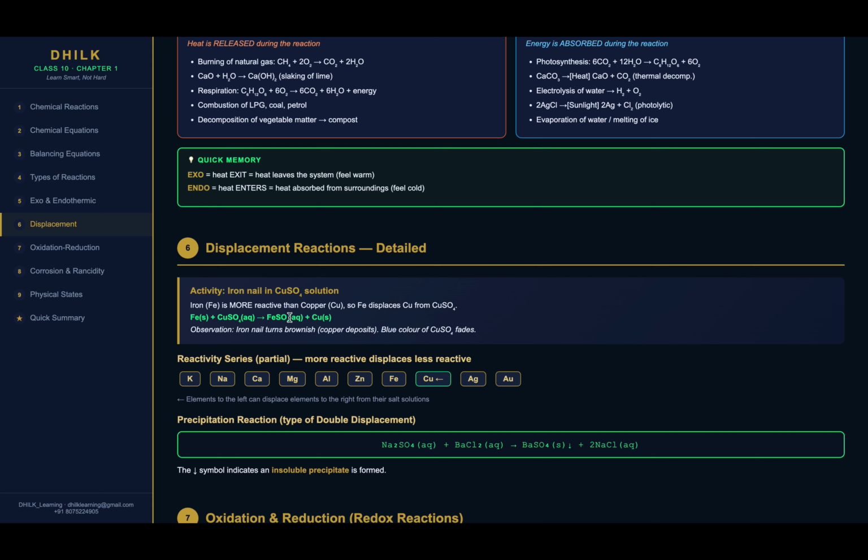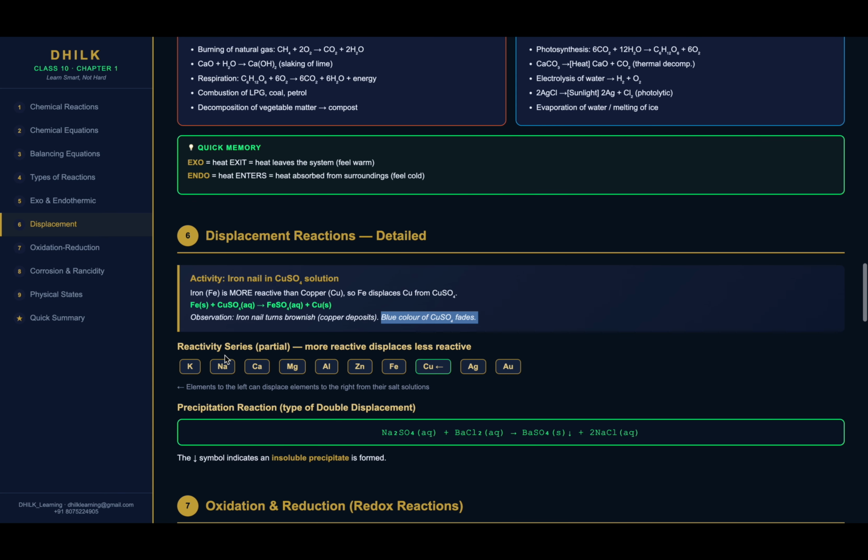So what are the observations of this reaction? The iron nail turns brownish because of the deposition of copper, and the blue color of the copper sulfate solution fades and becomes somewhat greenish. Okay, so this is a displacement reaction that we already discussed. Now we are going to look at the reactivity series.